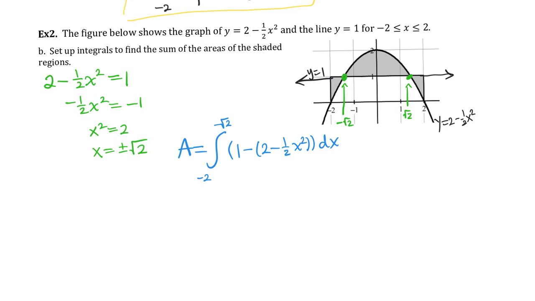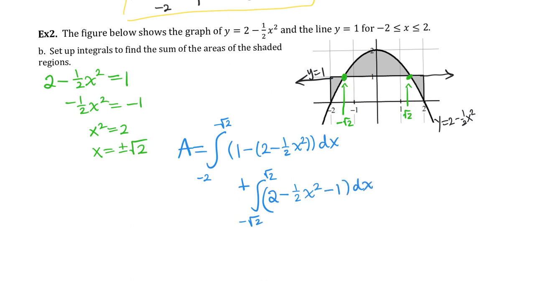Okay, now let's go to the next piece. I'm going to go down because I'm out of room. Plus. Okay, the next piece is this piece here. This goes from x equals negative root 2 to x equals positive root 2. Okay, for this piece, the higher function is the parabola, which is the 2 minus 1/2 x squared. And then the lower function is the y equals 1 line, so I'm going to subtract 1.